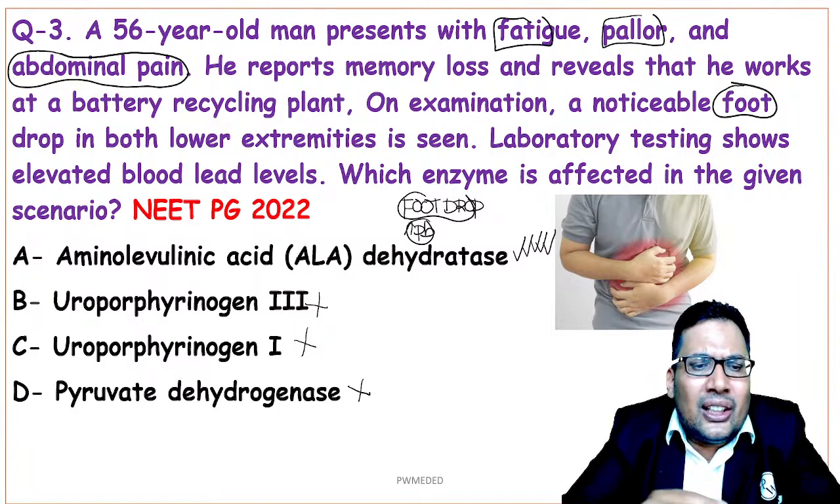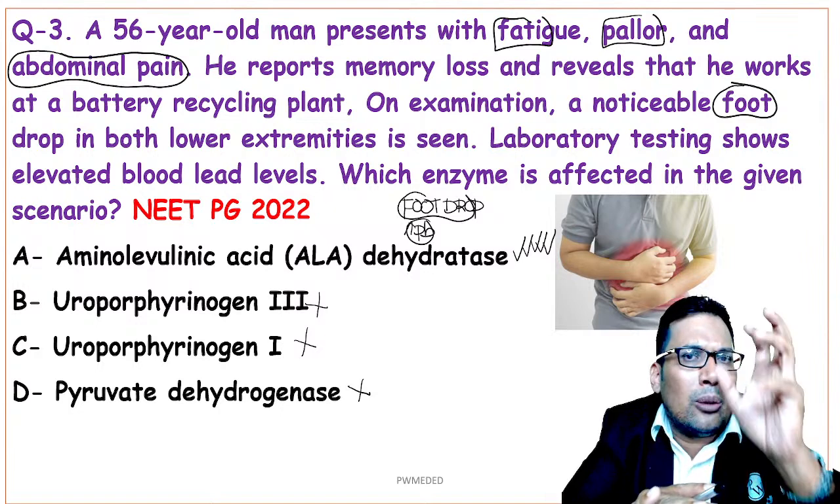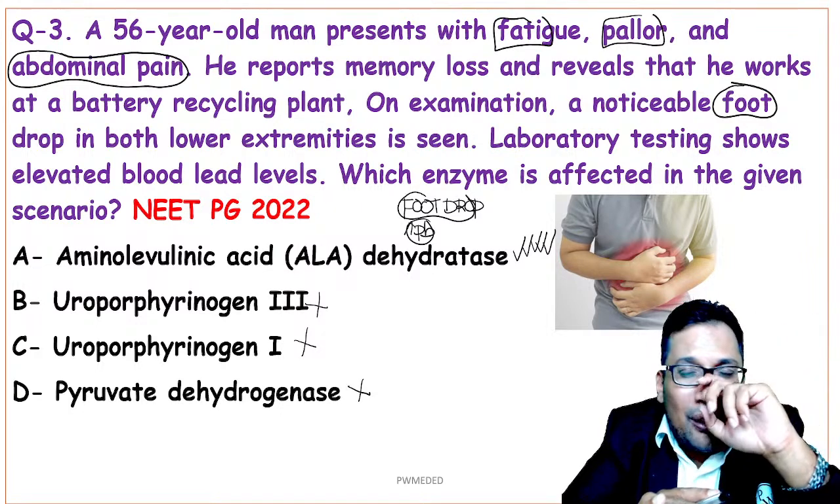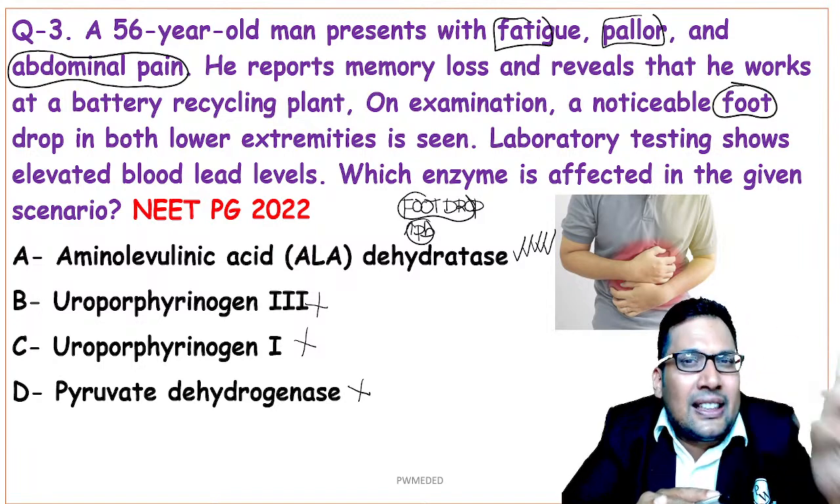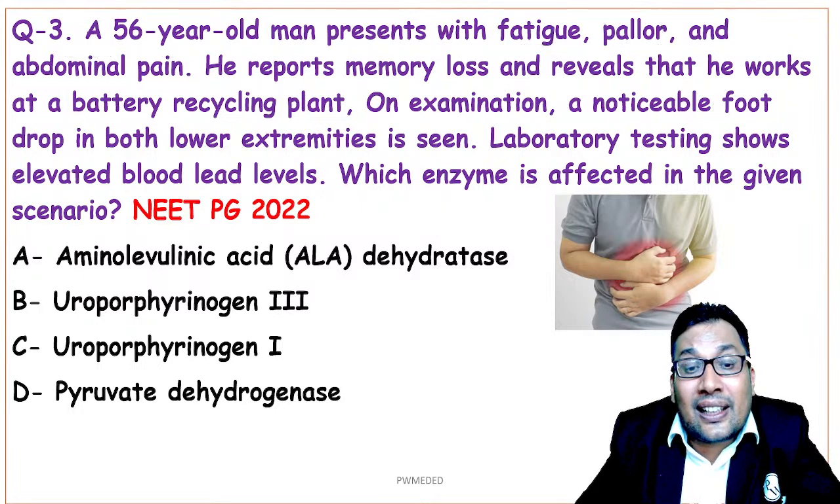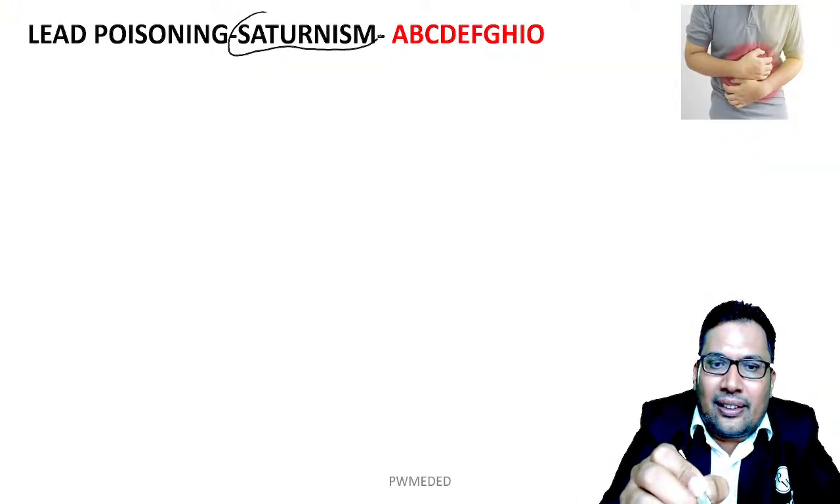So let's see now, lead is something very commonly asked. The most common source of lead poisoning is the air. That is the one commonly asked. It is an occupational disease also. It is also known as plumbism. It is also known as saturnism. Lead poisoning is also known as saturnism.